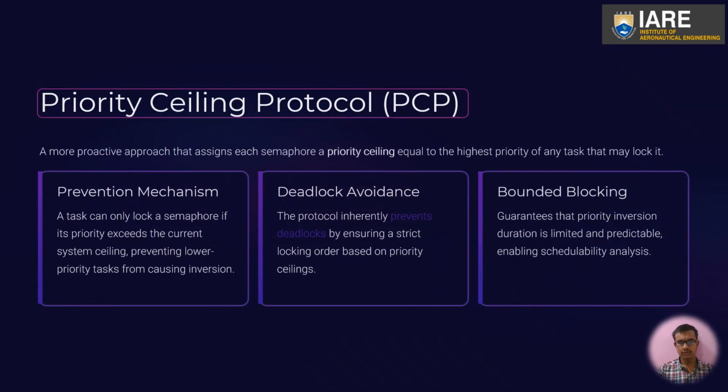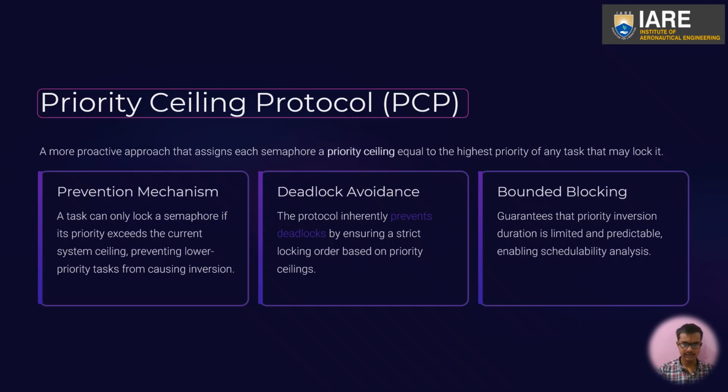Now let's go through the Priority Ceiling Protocol (PCP). It is a more proactive approach that assigns each semaphore a priority ceiling equal to the highest priority of any task that may block it. There are three main categories we must discuss in PCP.